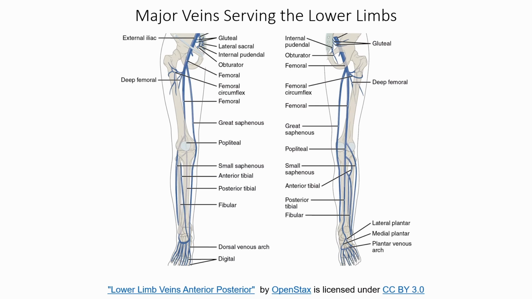We also have the great saphenous running along the medial side of the thigh and leg all the way down. We have the small saphenous that branches from that. We have the popliteal running down the back of the knee. We also have the anterior and posterior tibial, anterior in the front, posterior in the back, fibular running along the back of the fibula, and then on the top of the foot, the dorsal venous arch, and on the bottom, the lateral and medial plantar venous arch.